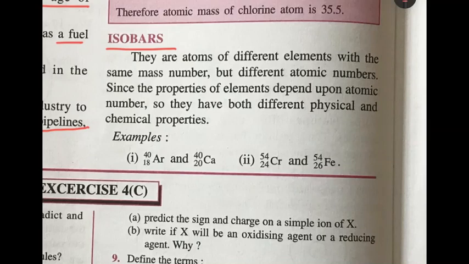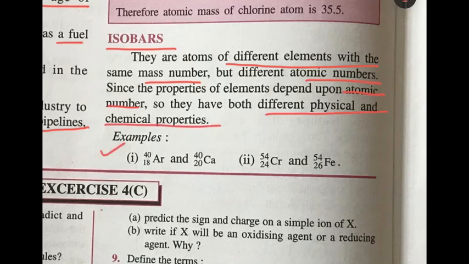So if the atomic number is different, what will happen to the chemical properties? It will differ, because the number of electrons in the outermost shell will be different in isobars, right? So they are atoms of different elements with the same mass number but different atomic numbers. Since the properties depend upon the atomic number and the electronic configuration, they have both different physical as well as chemical properties.